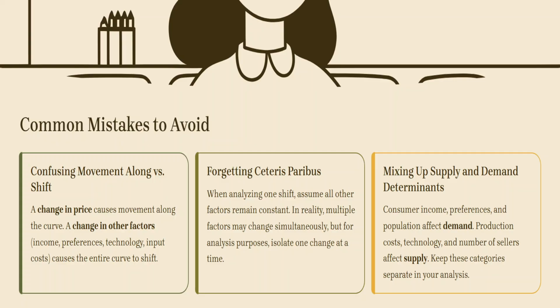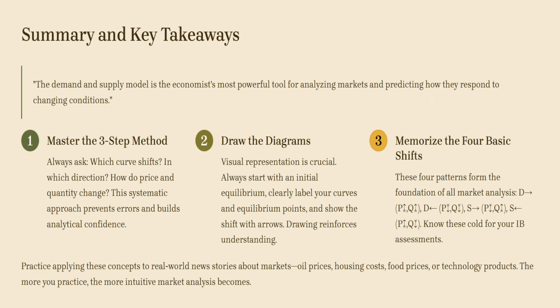Let's recap the powerful tool we have learned today. 1. To analyze any market event, always use the three-step method. Which curve, which direction, what happens to P and Q. 2. Start by drawing the initial equilibrium. Then shift one curve. Find the new equilibrium and compare. 3. Mastering the four basic shifts: demand increases, decreases, supply increases, decreases, is the key to applying the model successfully in your exams and in understanding the news. You are now able to predict the consequences of real-world events on market prices and quantities.